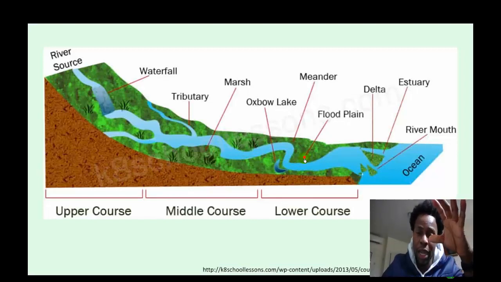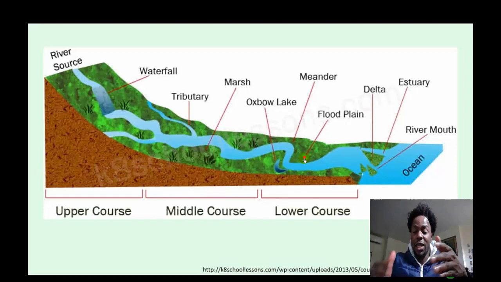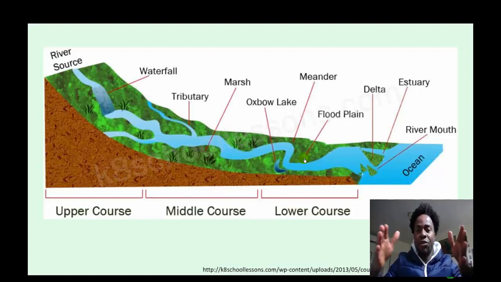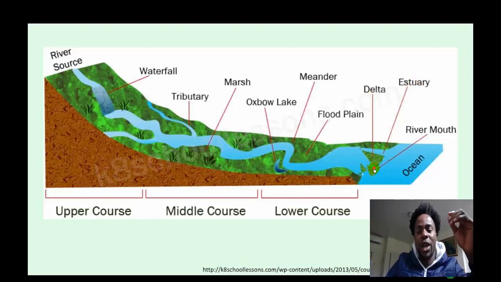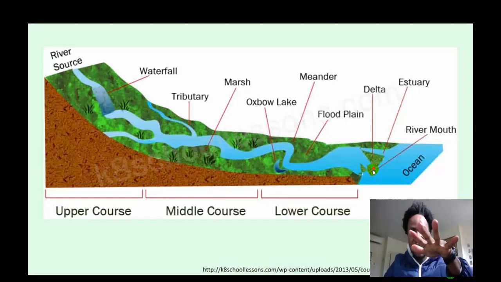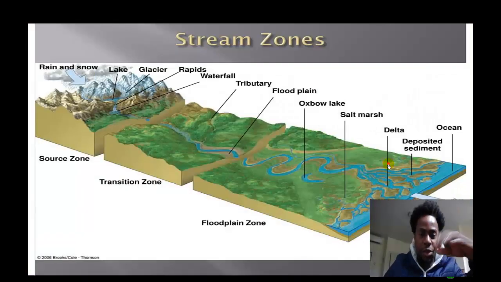Next you have floodplain. Floodplain is the area close to the river. If there is excessive rainfall, the river can expand and cover and flood that area. That is why it's called floodplain. And then you have the delta. Delta is when the river splits into several smaller rivers before it joins the ocean. All right, a little more of that here.